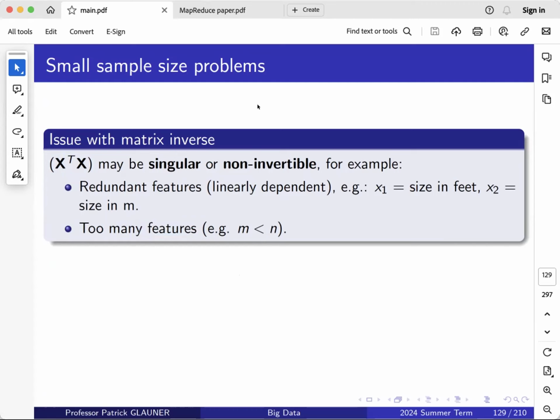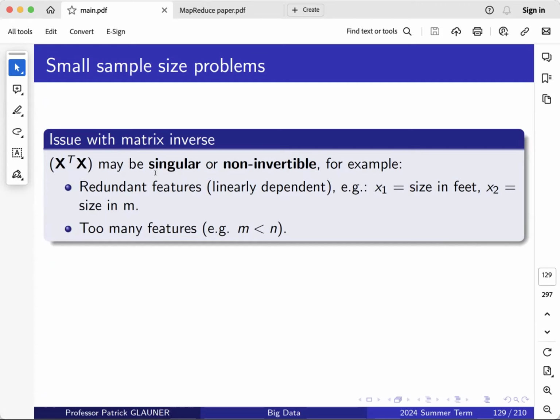So now we see that we can have a small sample size problem in which we are not just training a model that is then maybe overfitting, but we're actually running into a situation where we have a matrix product that is not invertible. So we are having a model that is actually not trainable at all.